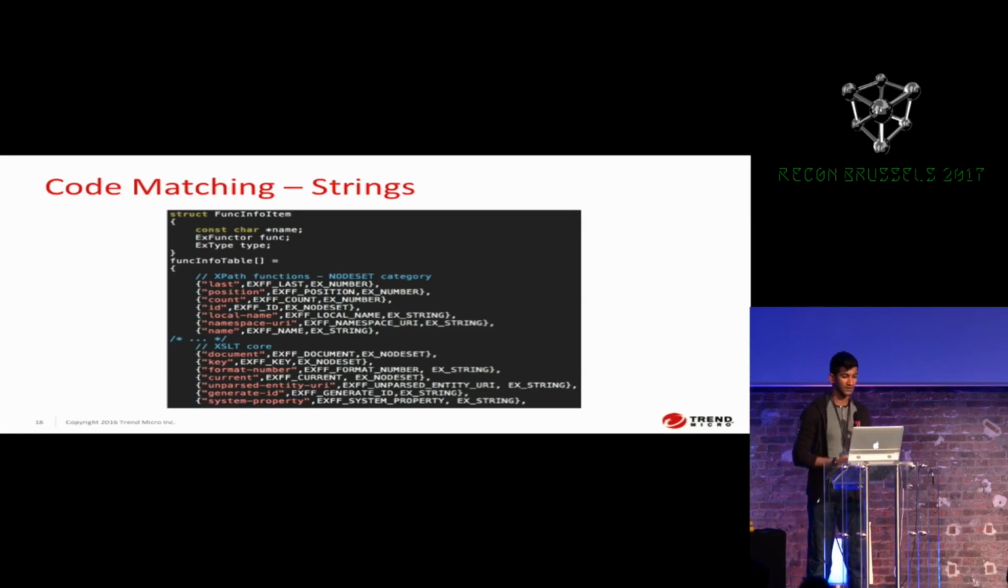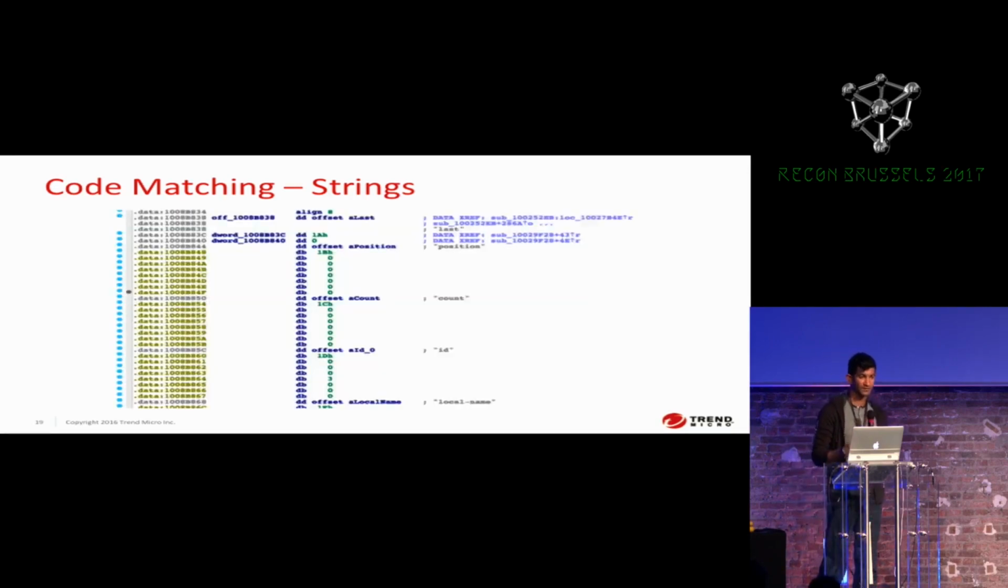So I started off using a very, very well-known technique, and that's just looking for strings. Here we have a struct with a pointer to a string, followed by two enum values, an x functor and x type. But in the binary, that's just going to look like raw integers. And since this is a 32-bit application that we're looking at, it's only going to be a DWORD each. And so if we look for last in position, we see a structure, and we can glean that this is the exact same structure we were just looking at, the func information table.